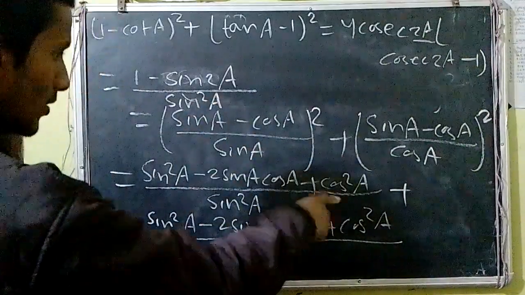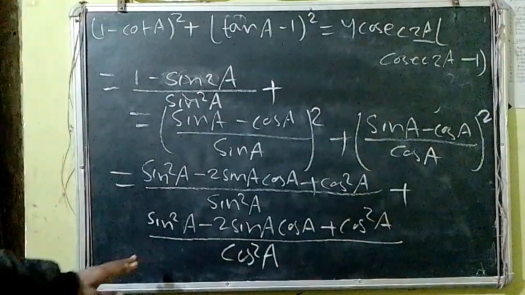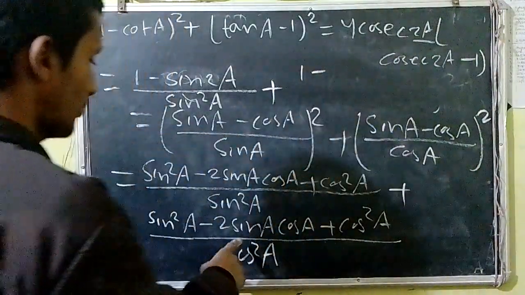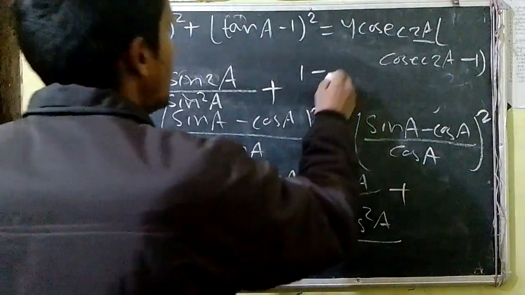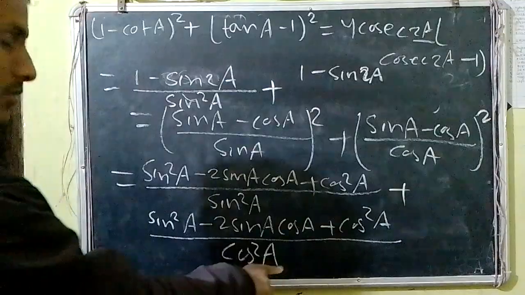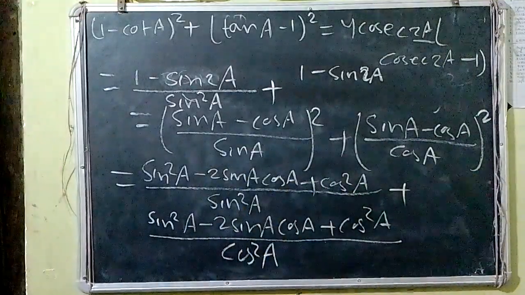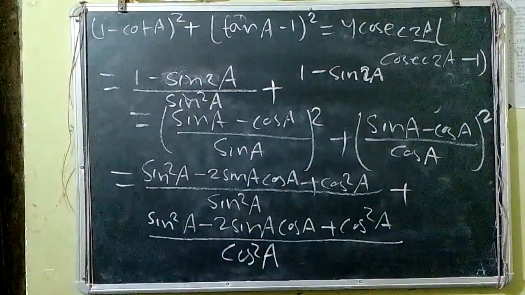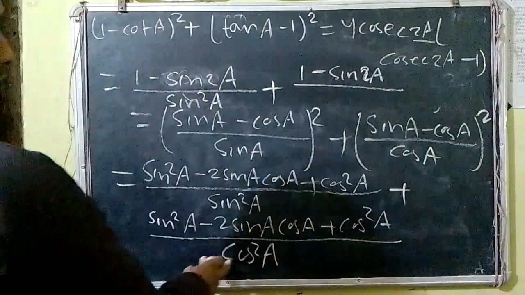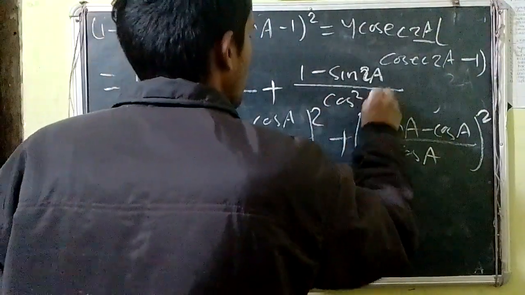Okay, and then we have plus. Again, this will be 1 minus, what will be? Tell me. Sine 2a. Sine 2a, and this thing will be divided by what? Cosine square a.